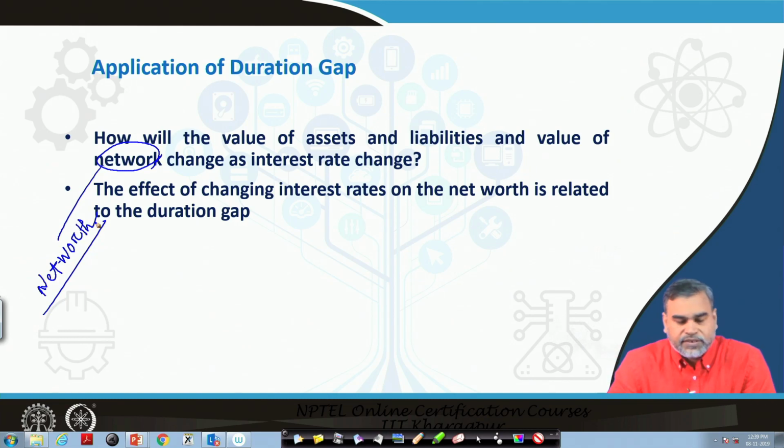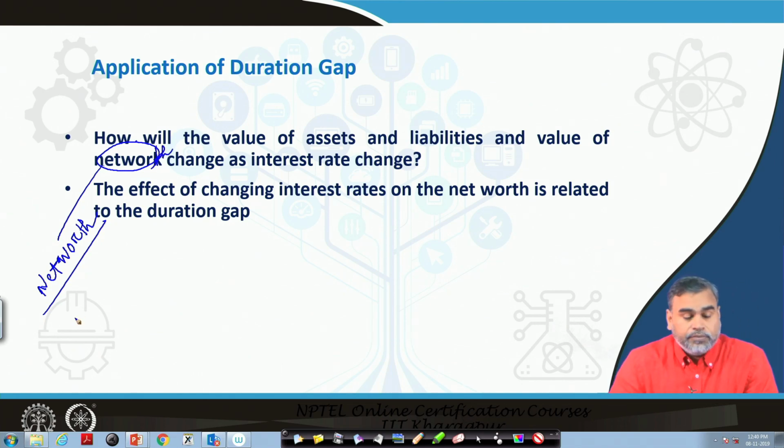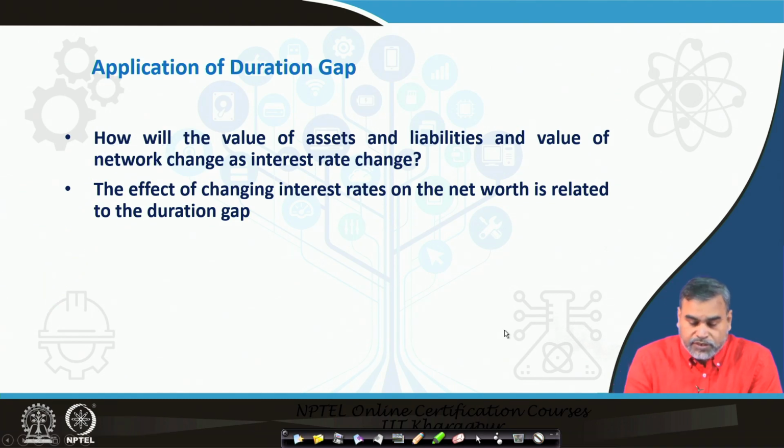How will the value of assets and liabilities and the value of net worth change as interest rate changes? Because here we are mostly concentrating on the value of the equity. The value of equity is nothing but the net worth, that we already know. And the effect of changing interest rate on the net worth is related to the duration gap. How the duration gap is related to the net worth, that basically we have to see. So, in this context, how this mechanism works is our objective.